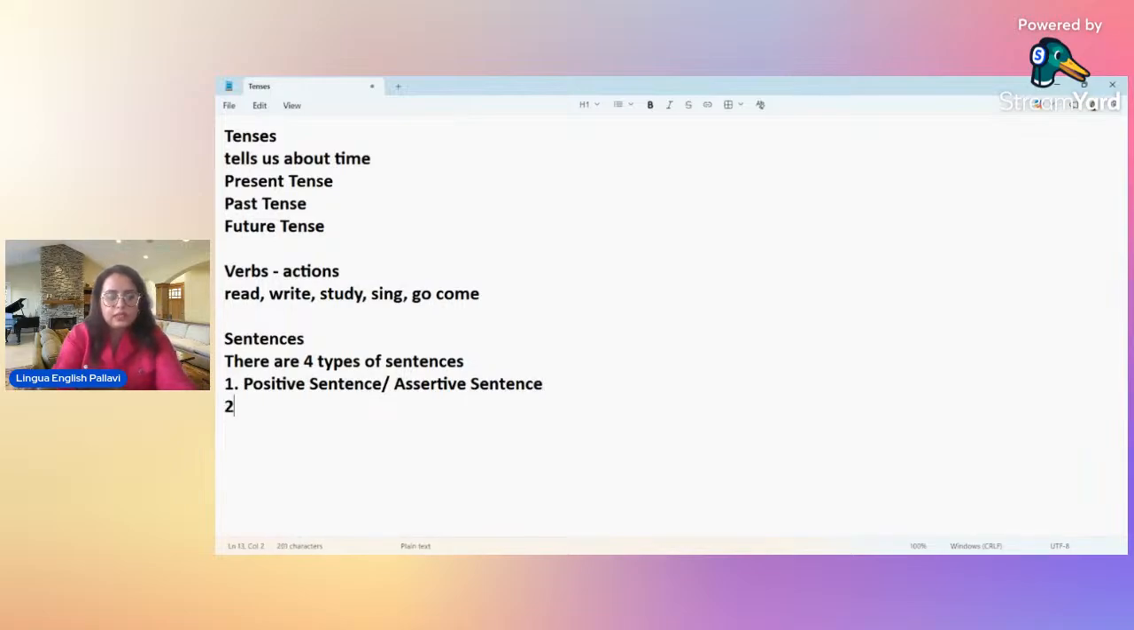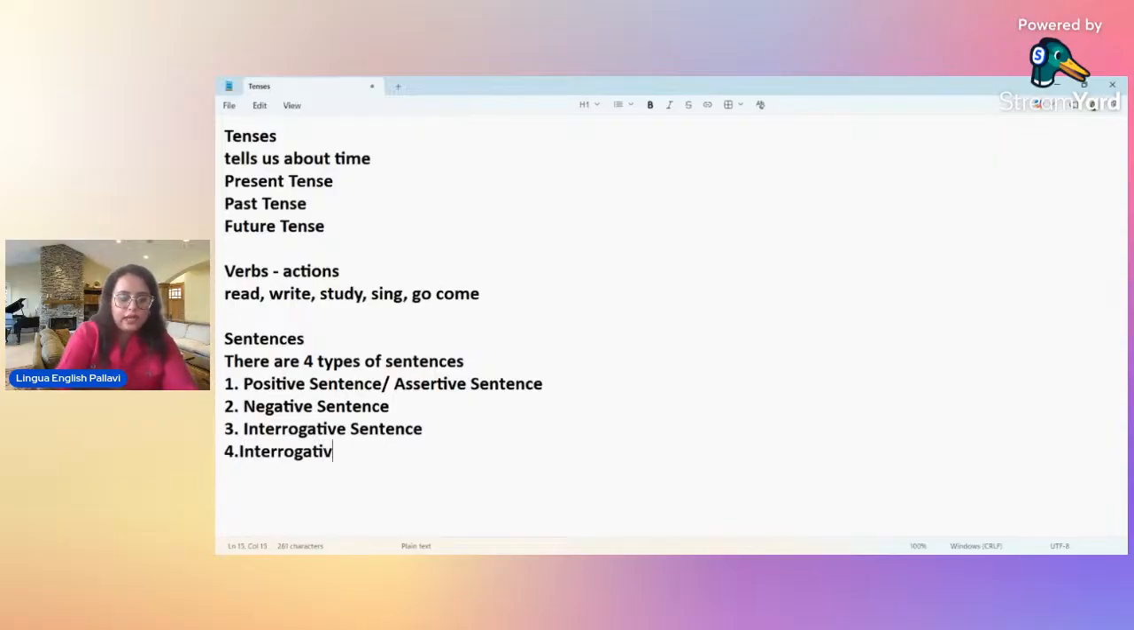Next comes the negative sentence. After that, the third one is the interrogative sentence, and the fourth one is the interrogative and negative sentence. So these are the four kinds of sentences that we need to know to study our tenses. First, you should know what a verb is, and after that, the types of sentences. So these things are important.